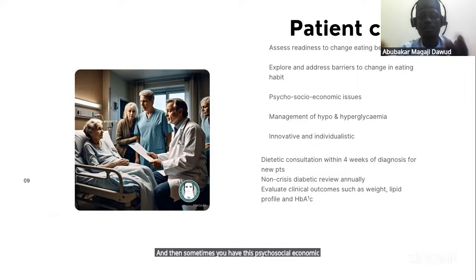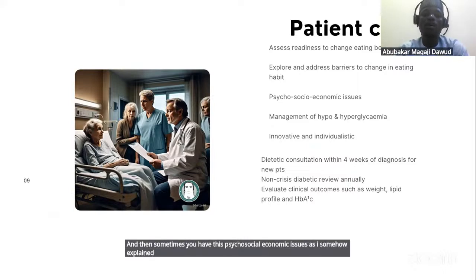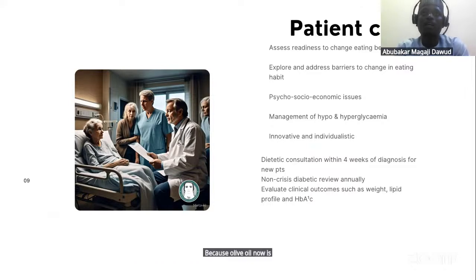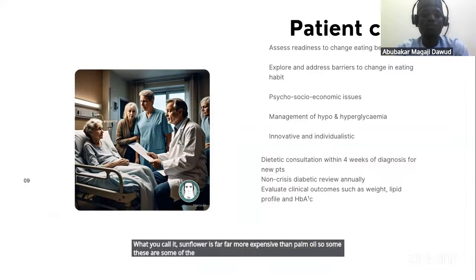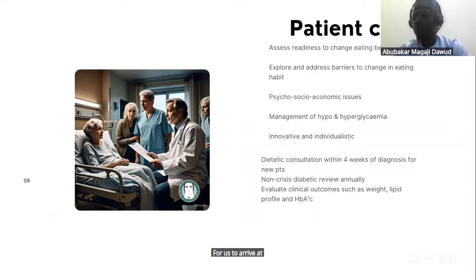And then sometimes you have these psycho-socioeconomic issues, as I explained above: social factors, as I said, from a polygamous family, and economic factors. As we all know, maintaining a healthy diabetic diet is, to some extent, more expensive, because olive oil is far more expensive than arachis oil, and sunflower oil is far, far more expensive than palm oil. So these are some of the factors we need to truly look at to arrive at reasonable ground, we and our patients.